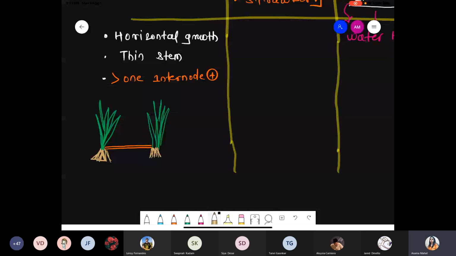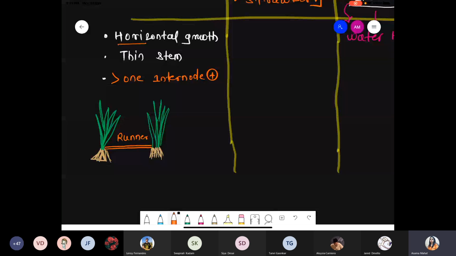runner. When we talk about the offset also, it is one kind of runner, but that is the aquatic runner. In the case of the offset, we'll discuss that part later. But what is exactly the main difference? Runners show exactly horizontal growth. Two grasses are attached to each other with the help of the runner. And a runner is one kind of stem modification.